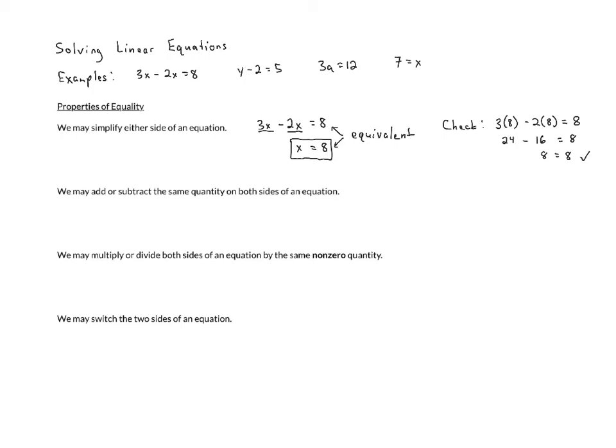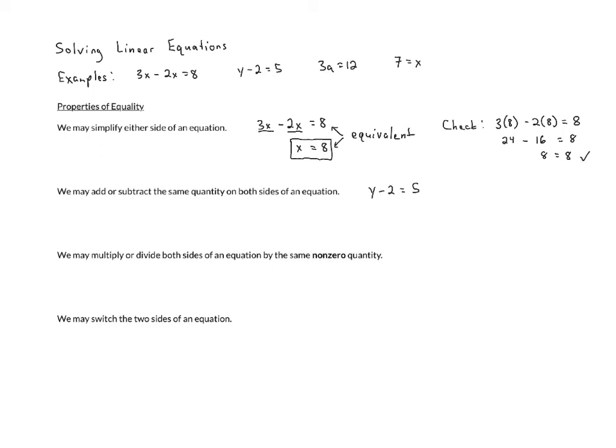Let's move on and look at the other properties of equality. The next property says we may add or subtract the same quantity on both sides of an equation. And the example we'll look at here is y minus 2 equals 5.